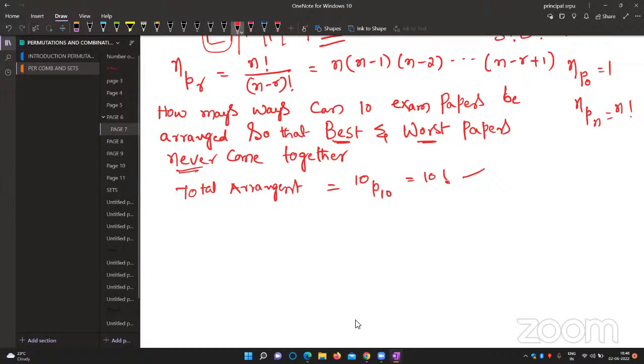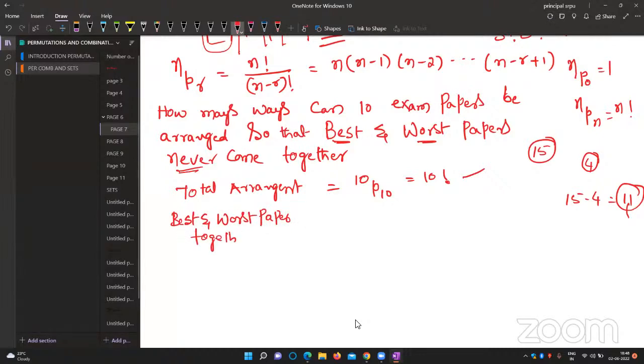I told you once again, 15 members are there. 4 people are always together. Then how many people are not together? 15 minus together people is equal to, this is the answer for not together people. Like this, first best and worst paper together I take. Best and worst paper together.